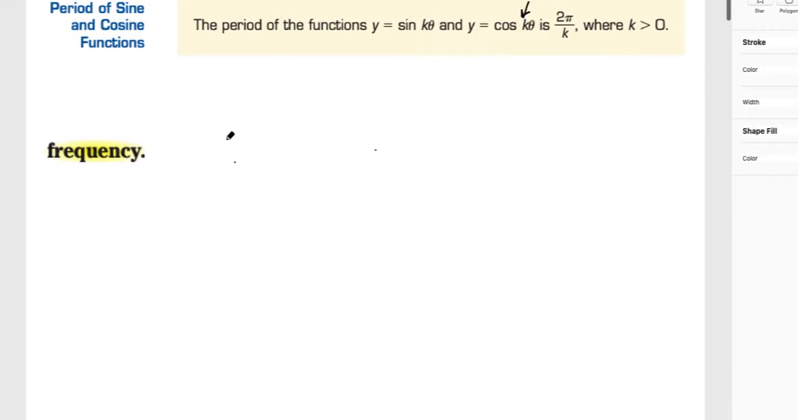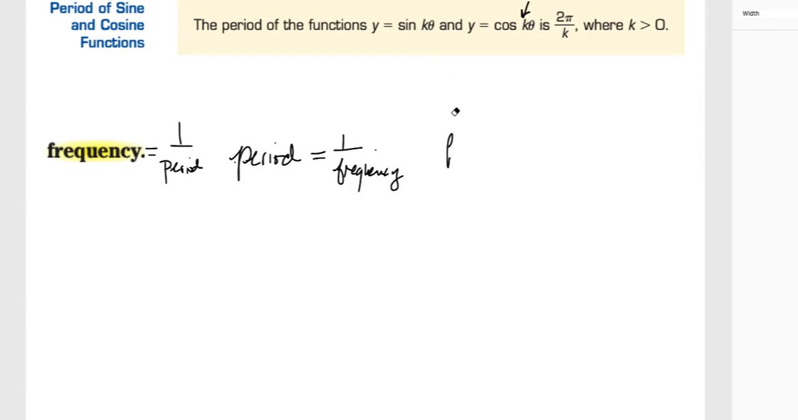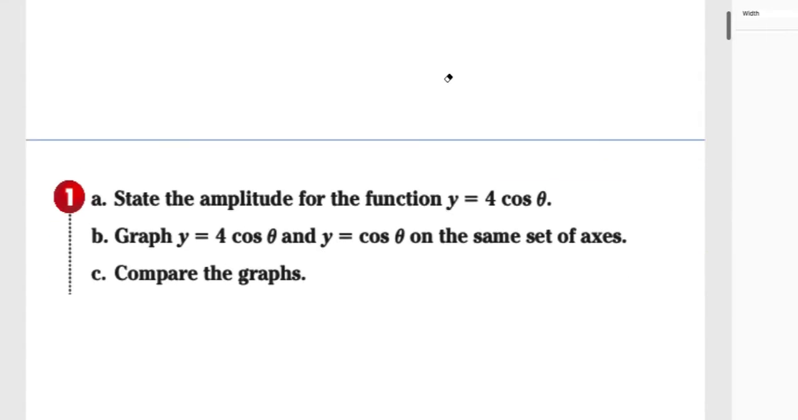And finally, the idea of frequency. If you know the period, then the frequency is the number of cycles per unit of time. So the period is equal to 1 over the frequency, and therefore the frequency is equal to 1 over the period. It's just 1 over the period. All right, so with that, let's go ahead and get started with some of these examples.